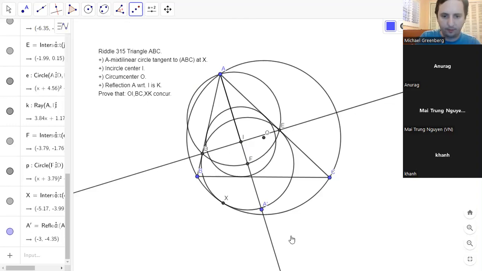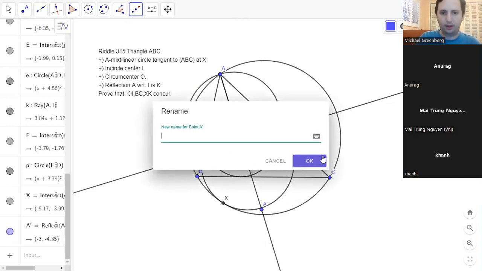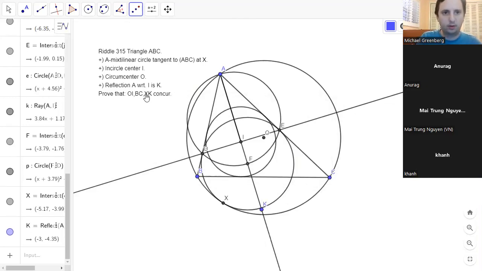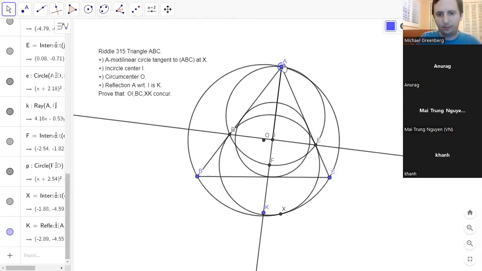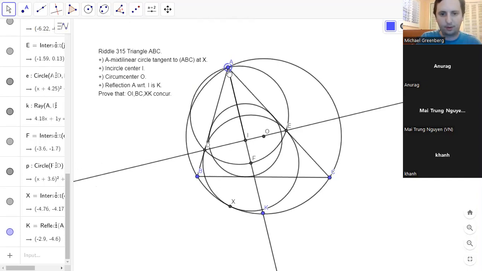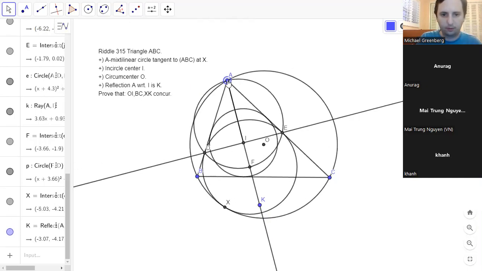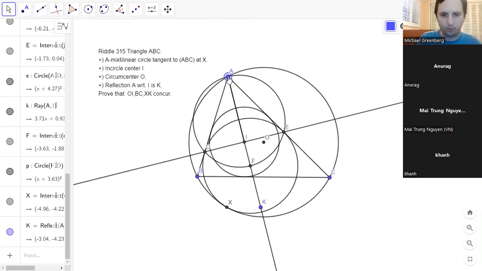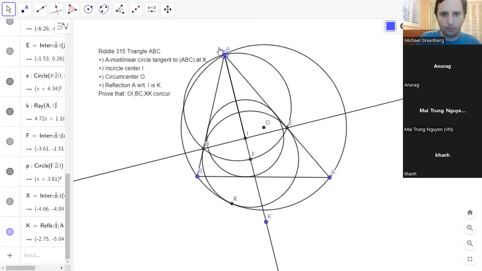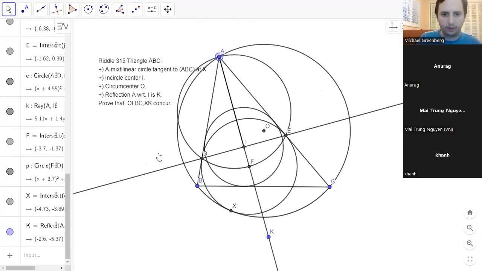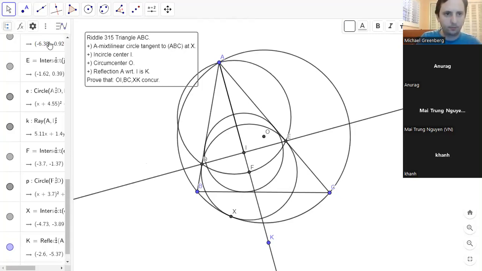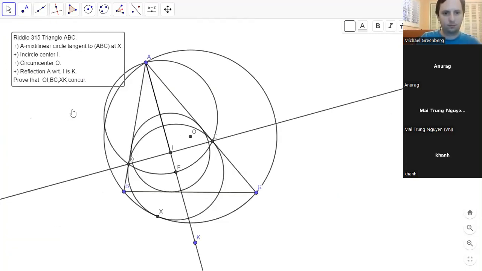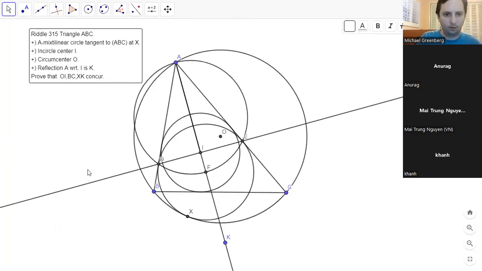This is point K. And I usually like doing it. Yeah, let me do it. I think that's fine, actually. So let me make it like a tall triangle like that. Okay. All right.